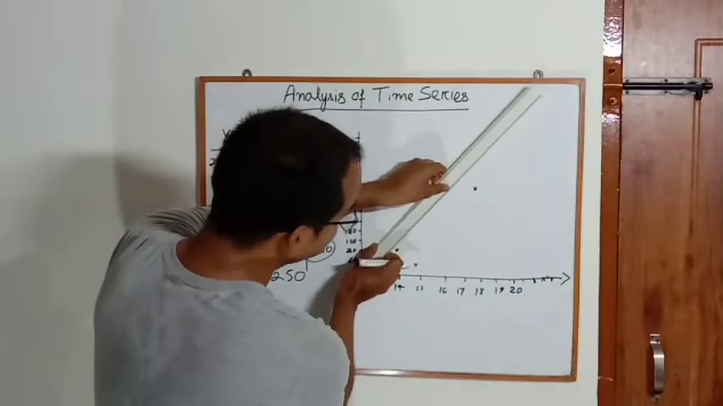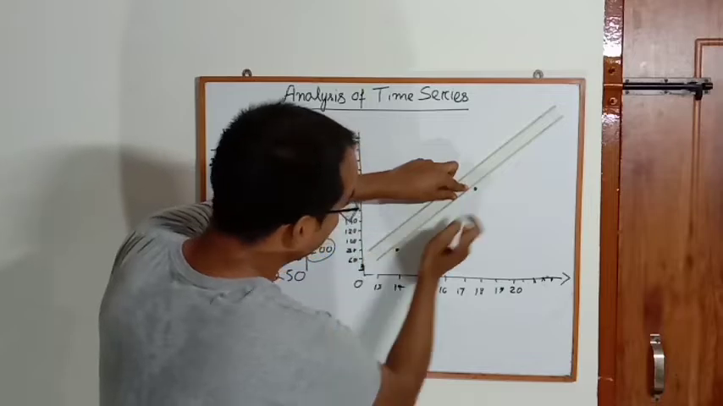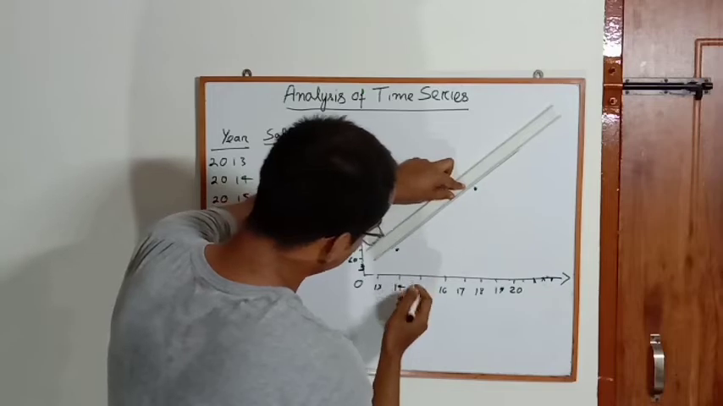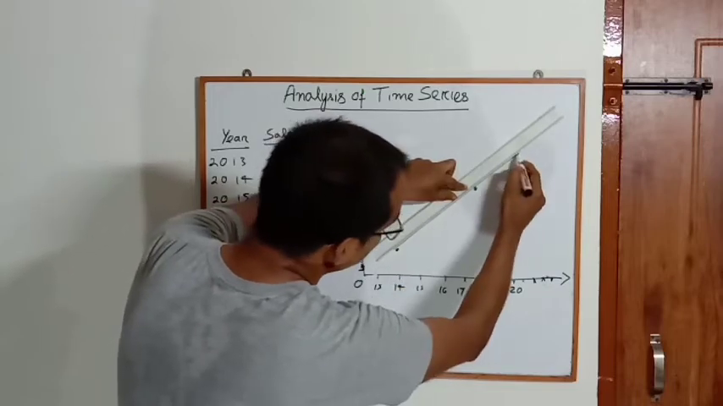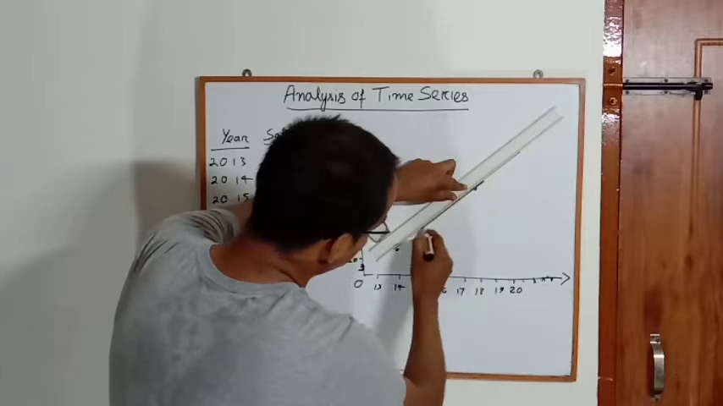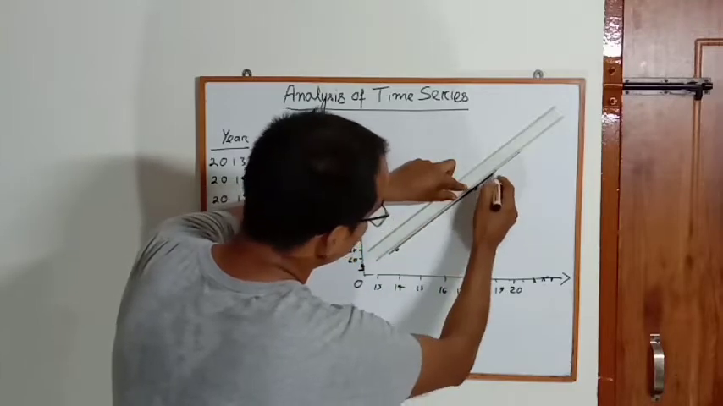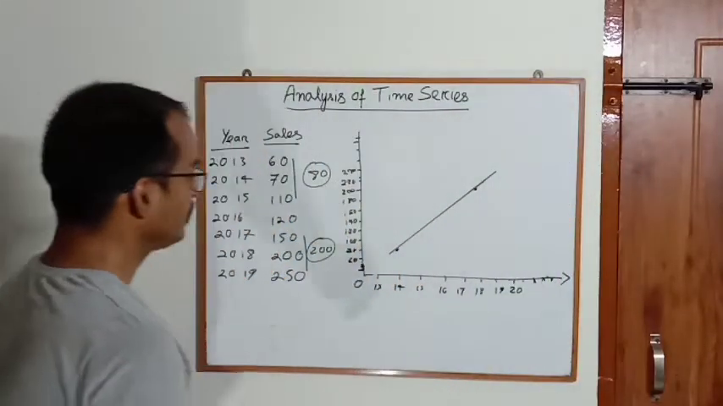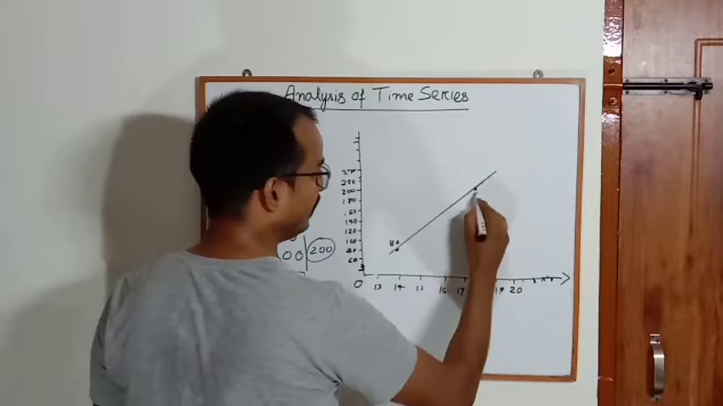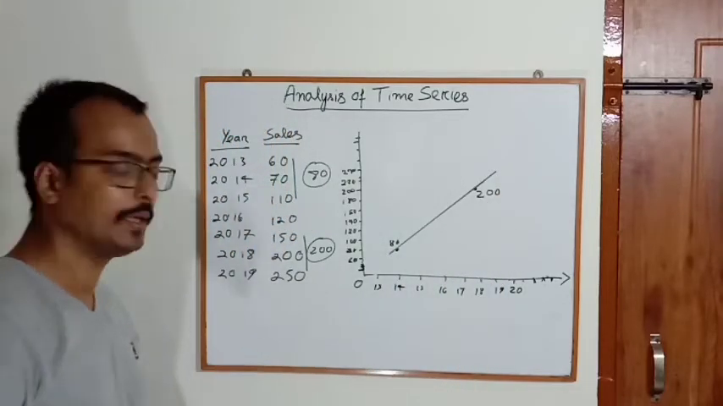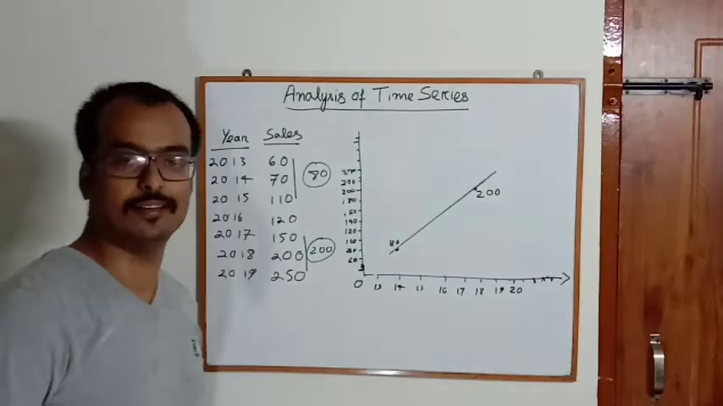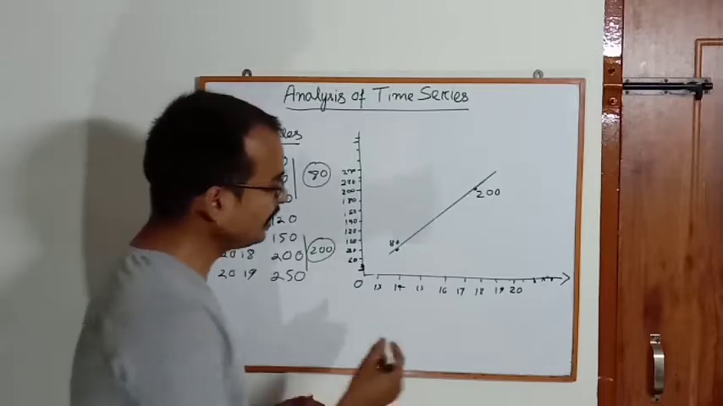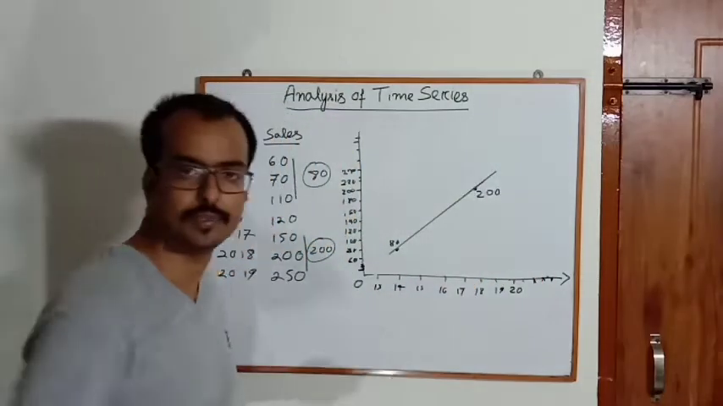Use your scale and join these two points. So you are joining 80 and 200. Now you get the trend. This is the method of semi-average, and accordingly you can now predict for 2020.